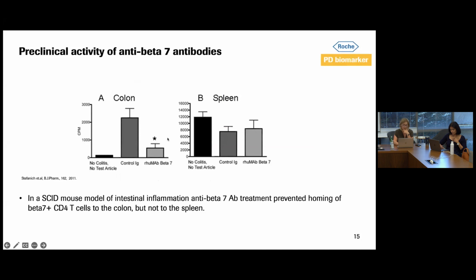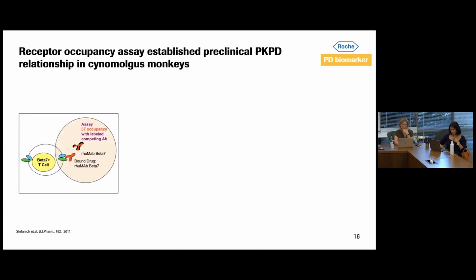The beta-7 blocked treated animals don't have these cells infiltrating in the gut compared to the healthy control. And this blocking of cell trafficking was specific for the colon, because in the spleen, beta-7 doesn't play a role in migration to the spleen. So this really showed that anti-beta-7 does indeed play a role, preventing trafficking to the gut. So beta-7 is a good target in the mouse. That was the first step.